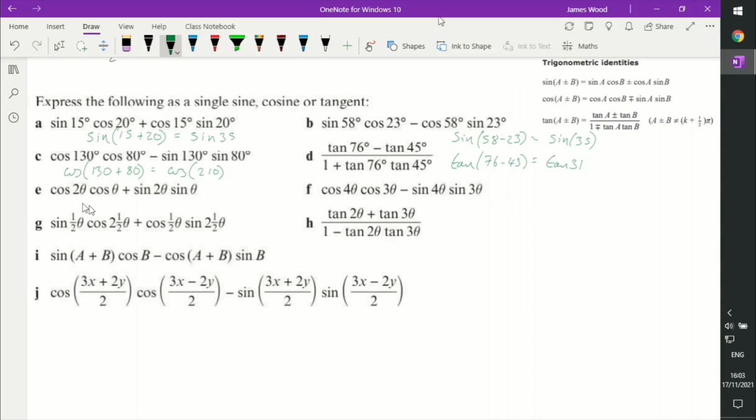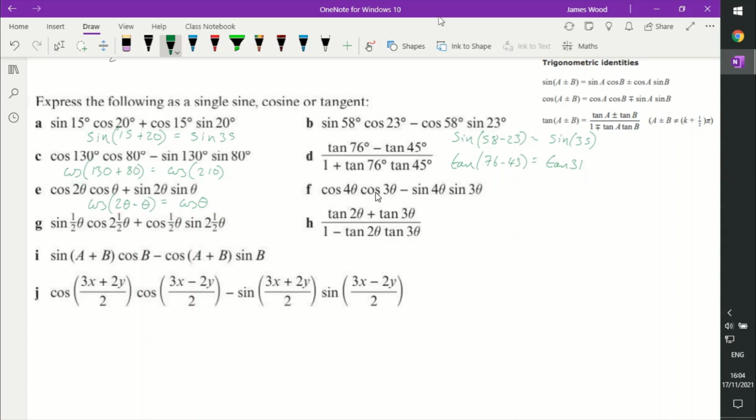This next one, the pattern here, cos cos plus sine sine. So that's going to be the cos formula, and it's going to be cos(A minus B). So this is cos of 2 theta minus theta, which is of course the same as cos theta. So they look quite different, but they are equivalent.